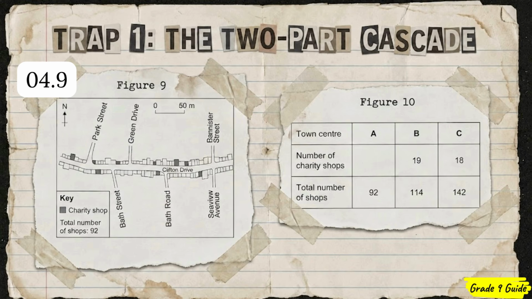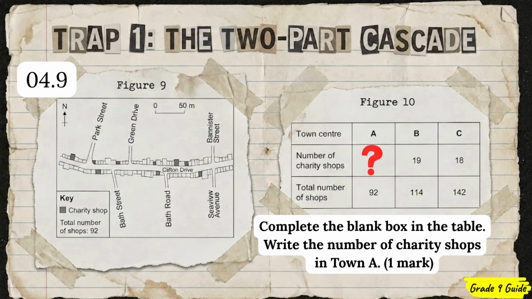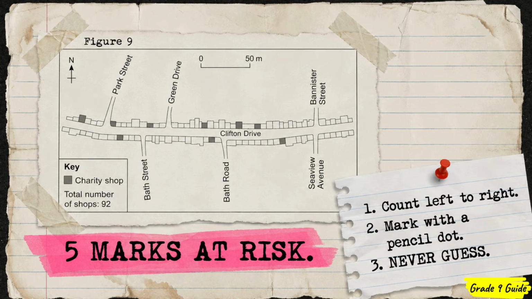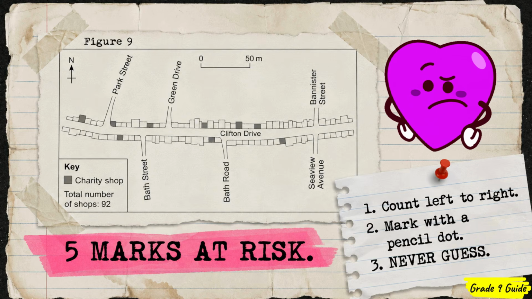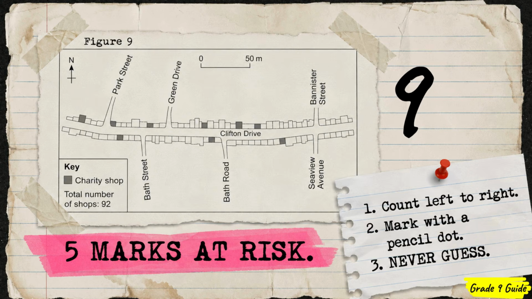Question 04.9 gives you Figure 9, a street map of town centre A showing the location of every charity shop along the high street. The key tells you the total number of shops is 92. The question is simple. Complete the blank box in the table. 1 mark. Write the number of charity shops in town A. Here is the trap. Many students miscount the dark squares on the map. Some count 7, some count 11. The correct answer is 9.